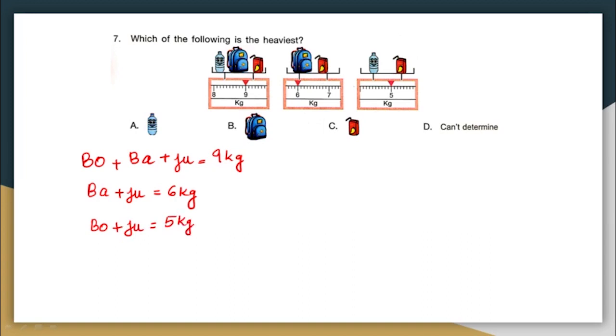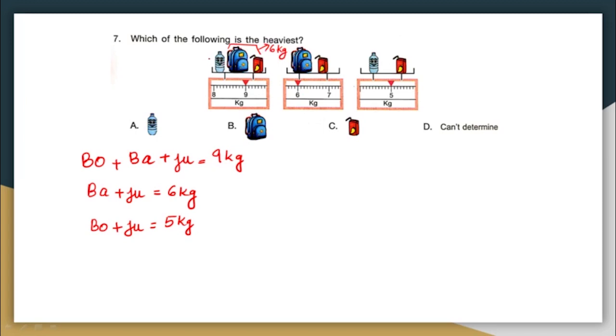Now what is the question? The question is, which of the following is the heaviest? So see, when I am weighing all three together, the weight is 9 kg. The weight of this bag and this juice bottle alone, what is that? That is 6 kg, right? That is what is shown here. The bag and the juice bottle alone weighs 6 kg. All these three things together, it weighs 9 kg.